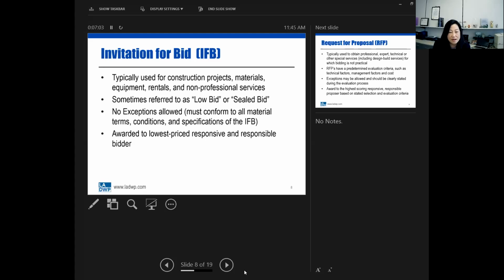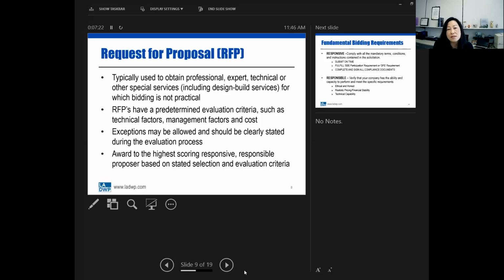And so it's kind of like a little auction. We don't allow any exceptions when we put out an IFB. So if you're bidding on it, you have to conform to everything, all the terms, the conditions, and all the specifications that are listed in that solicitation, or you will not be considered. The difference with the IFB, the other one is the RFP.